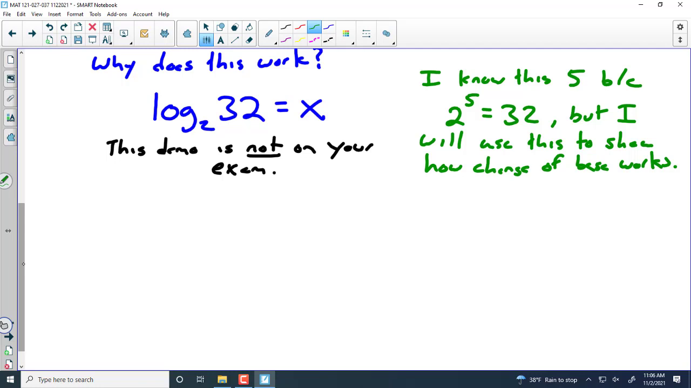2 to the what? To the x. Good. I rewrite as 2 to the x equals 32. Now here's the thing, everyone. I can take the logarithm of both sides, and it can be any base I want. So here's what I'm allowed to do, everyone.